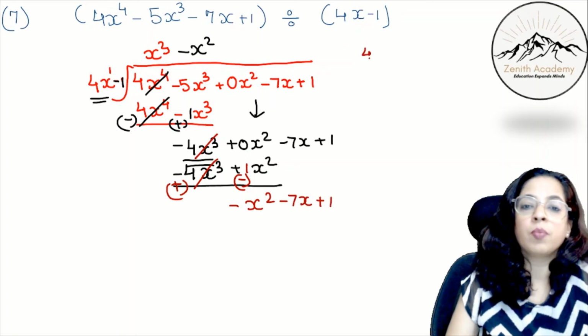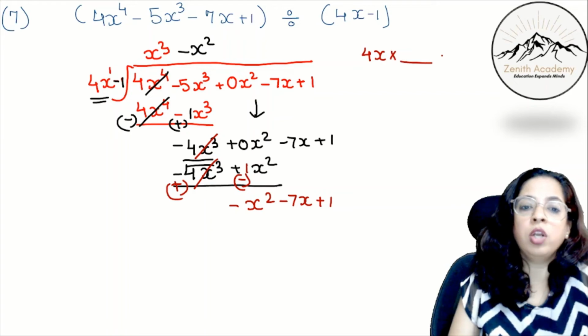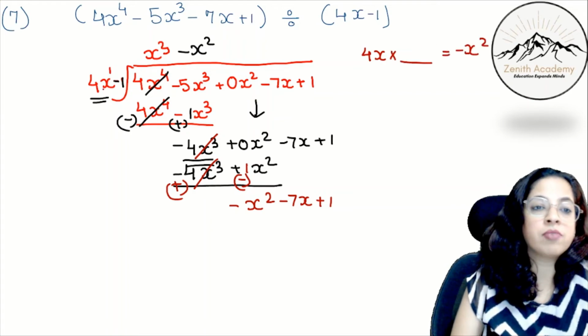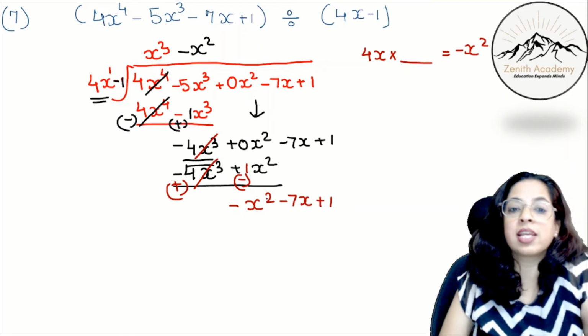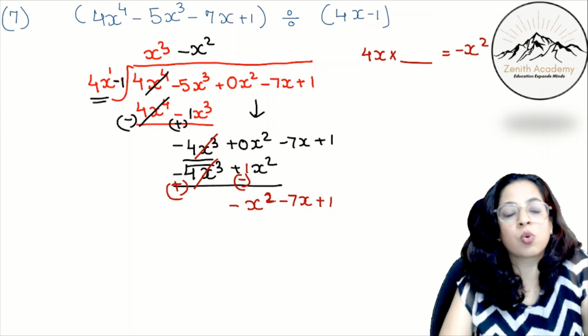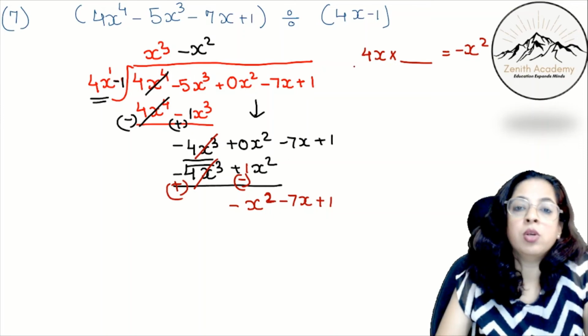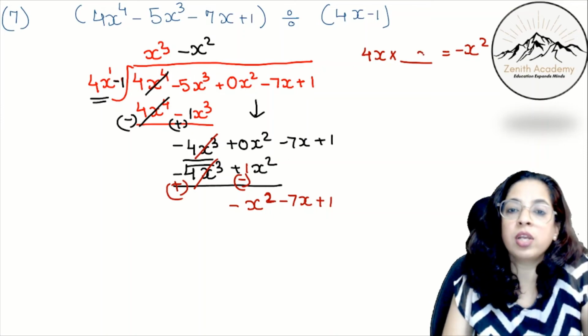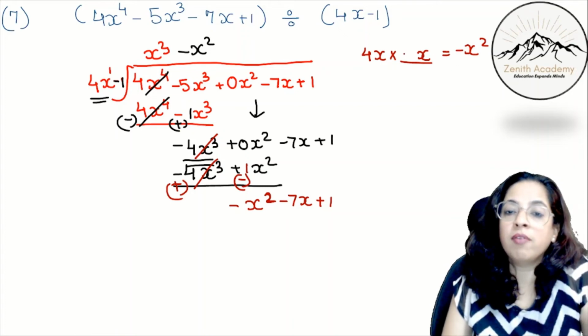Now, you see 4x into what will give you minus x square? No? Because here there is a 4x and here there is minus x square. So, definitely it will get divided because this is x square. No? This is bigger. So, 4x, see 4x into x, if I do it becomes x square. Now, I have to have a minus also and this 4 has to go.